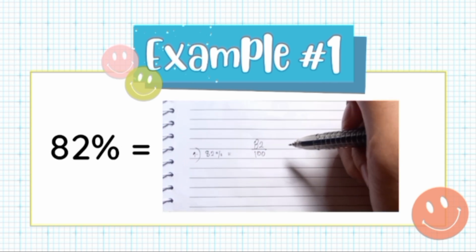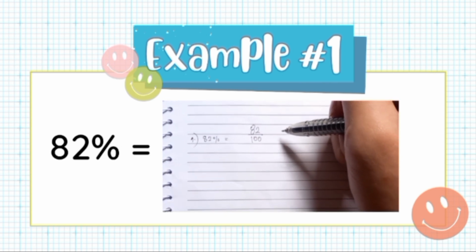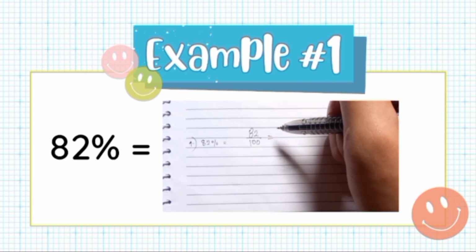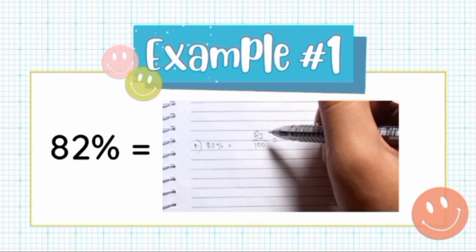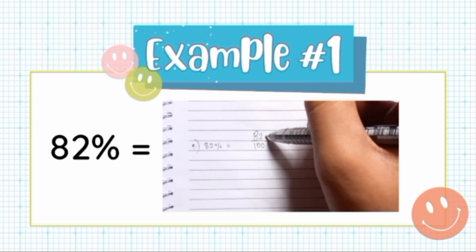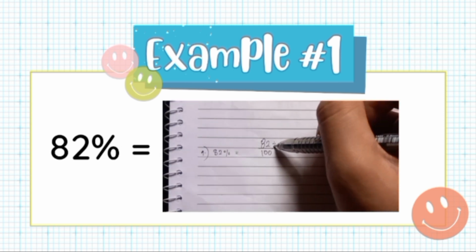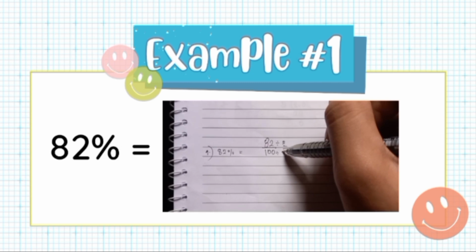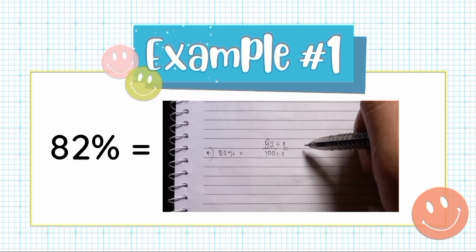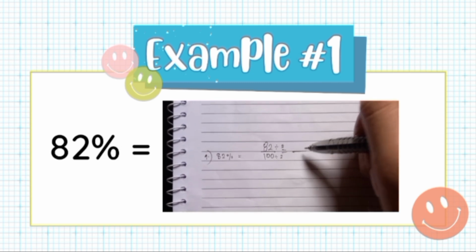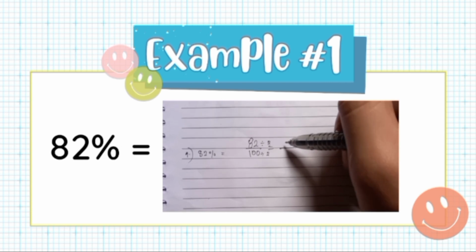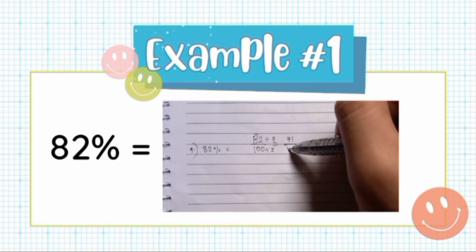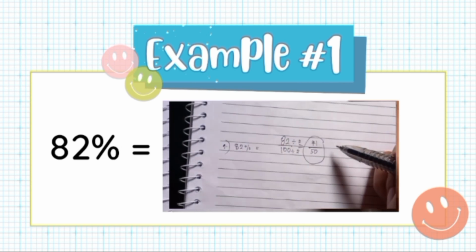Now, we can simplify that fraction. A common factor between 82 and 100 would be 2. It's actually the greatest common factor. Let's divide both by 2 to get our fraction in lowest terms. So 82 divided by 2 is 41, and 100 divided by 2 is 50.